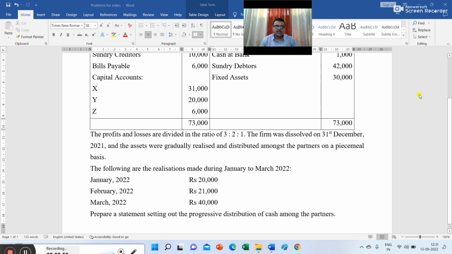Total of asset and liability side 73,000. The profits and losses are divided in the ratio of 3:2:1. The firm was dissolved on 31st December 2021 and the assets were gradually realized and distributed amongst the partners on a piecemeal basis. The following are the realizations made during January to March 2022. In January 2022, rupees 20,000, February 2022, rupees 21,000 and March 2022, rupees 40,000. Prepare a statement setting out the progressive distribution of cash among the partners.